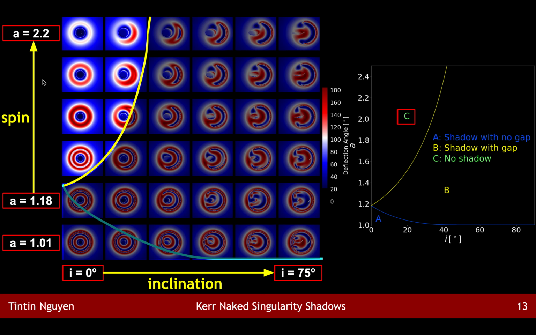And for higher spin and low inclination, you can see that the shadow of the KNS starts to vanish, which corresponds to region C in the analytical spin-inclination phase space. So the numerical calculations were able to completely replicate my analytical calculations.